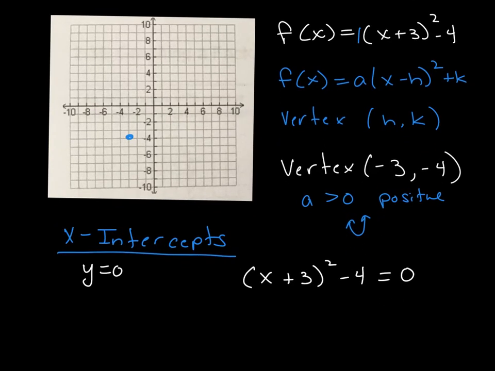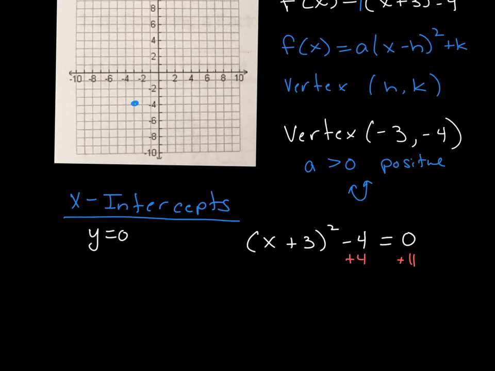Now there's a couple ways to do this. You can multiply all of this out if you wish, but I'm going to solve this using the square root property, and I'm going to add 4 to both sides. That leaves me with (x plus 3) quantity squared is equal to 4. I take the square root of both sides. Now remember, we have 2 possible answers when you do this, so make sure you take that as plus and minus the square root of 4.